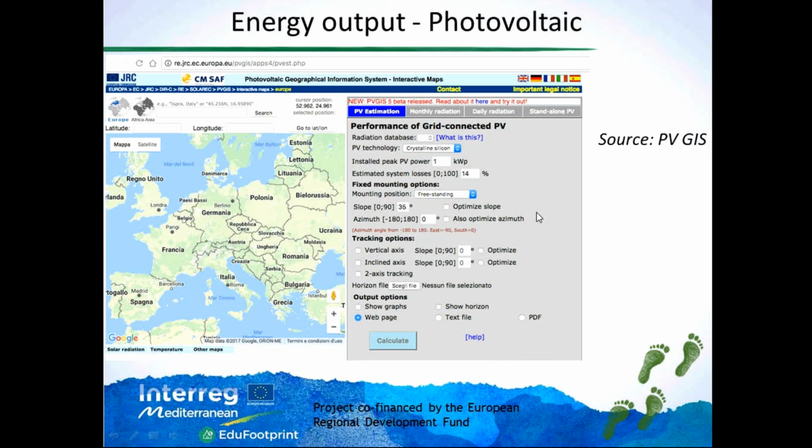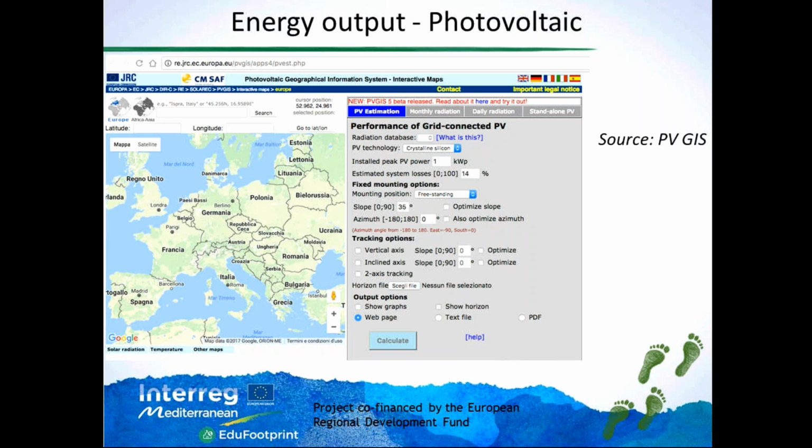But it's also very interesting because beyond the solar radiation data, this tool is also able to provide an estimation of the production of a photovoltaic plant in that location. So in this case, as you see here, it's the performance of grid-connected photovoltaic. So we mean a photovoltaic system which is also connected to the electrical grid, as is the case in the majority of times in our countries.